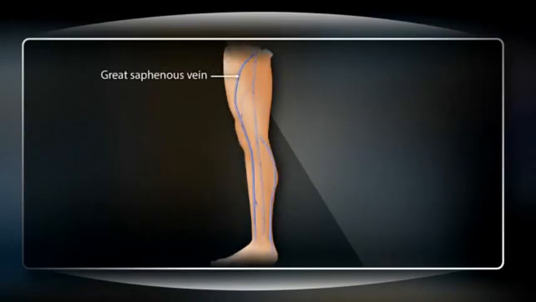Superficial leg veins are subcutaneous with relatively poor tissue support and include the great saphenous vein, which runs medially from the dorsum of the foot to the groin, and the small saphenous vein, which runs from the side of the foot to the back of the knee. Bridging or perforating veins connect the superficial system with the deep system.